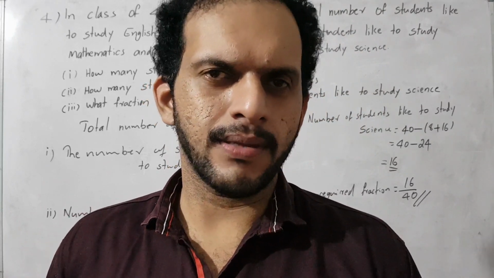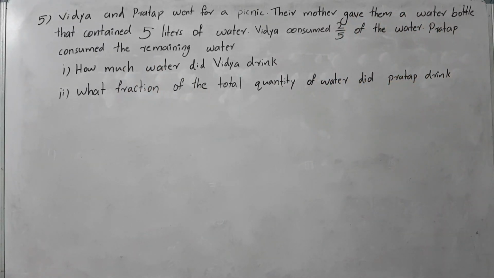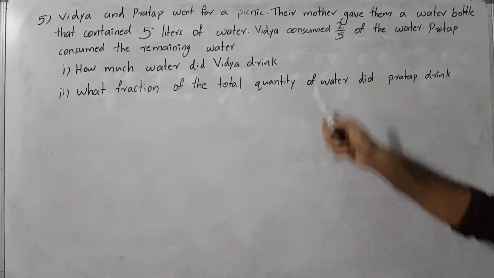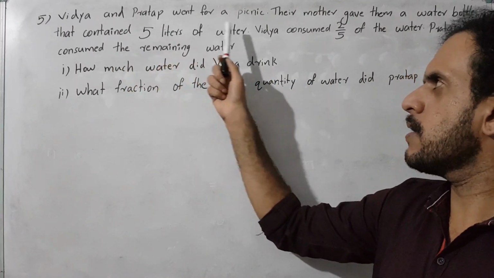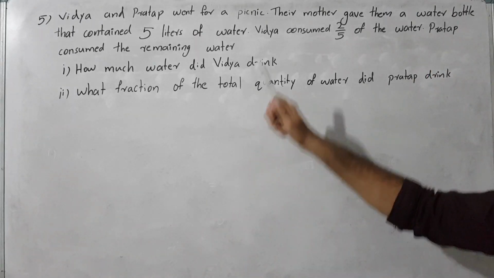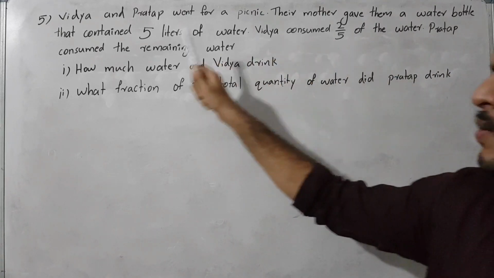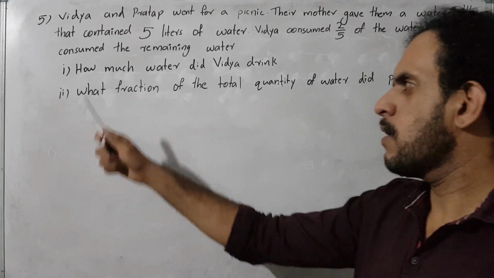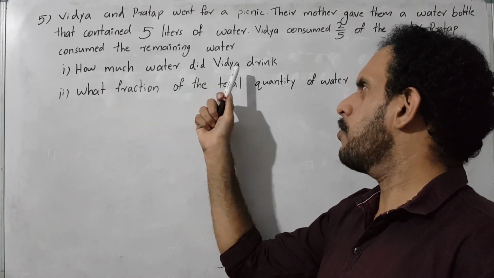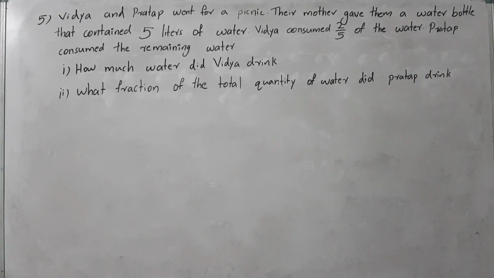Okay, I think you got it. This one is an easy question, am I right? One more question. The question is: Vidya and Pradha went for a picnic. Their mother gave them a water bottle that contained 5 liters of water. Vidya consumed 2 by 5 of the water. Pradha consumed the remaining water. The first question is how much water did Vidya drink? The second question, what fraction of the total quantity of the water did Pradha drink?